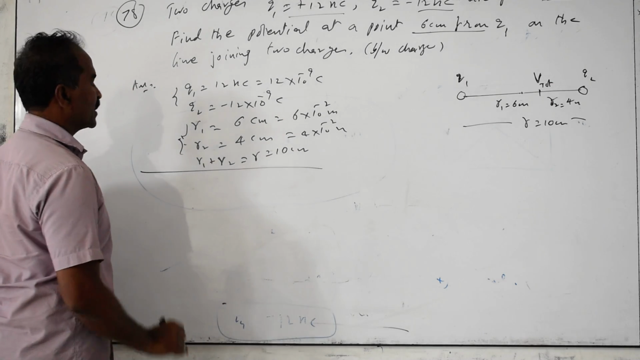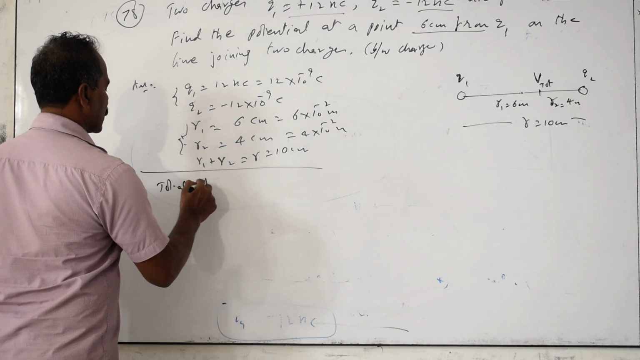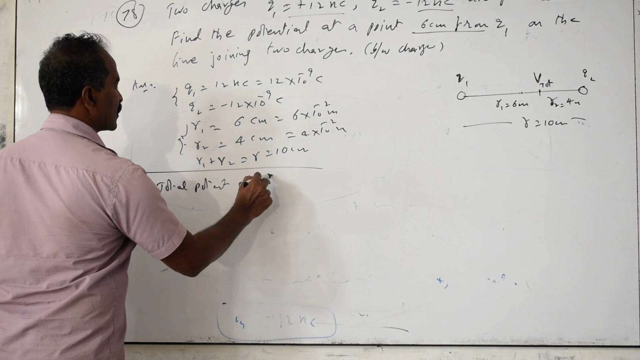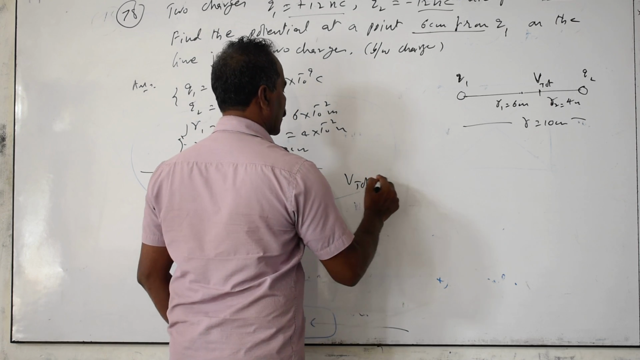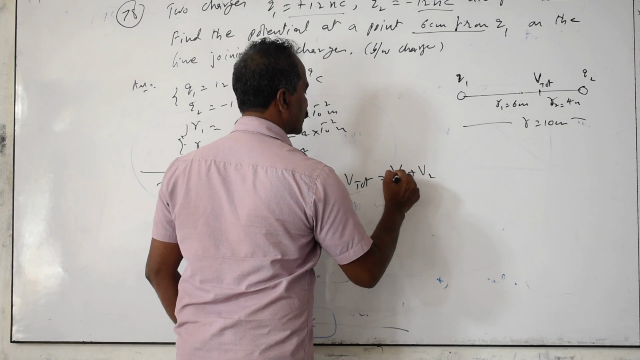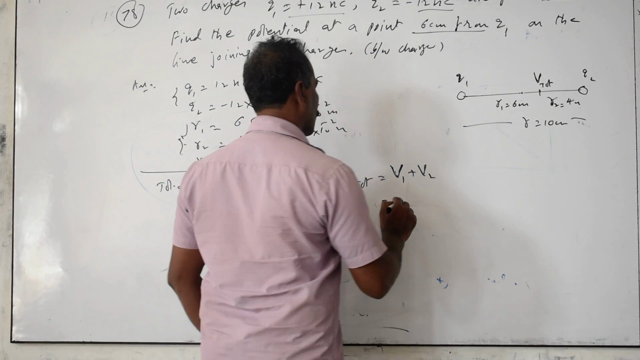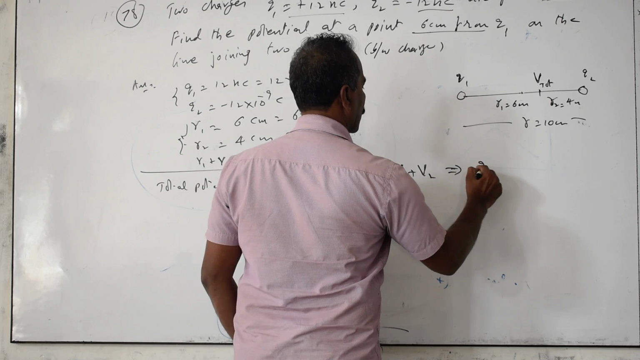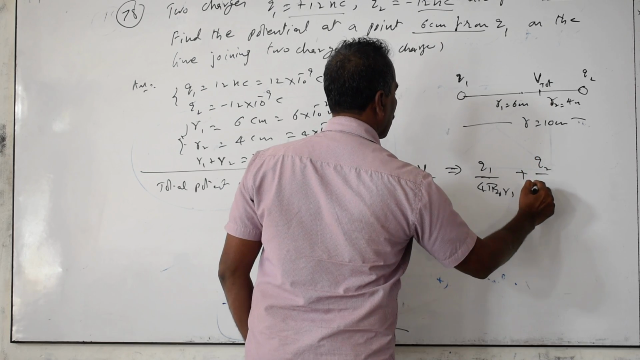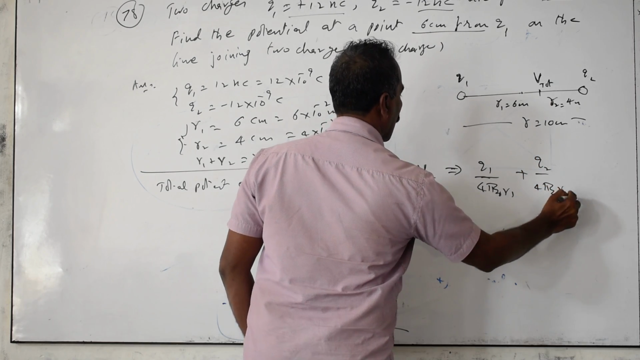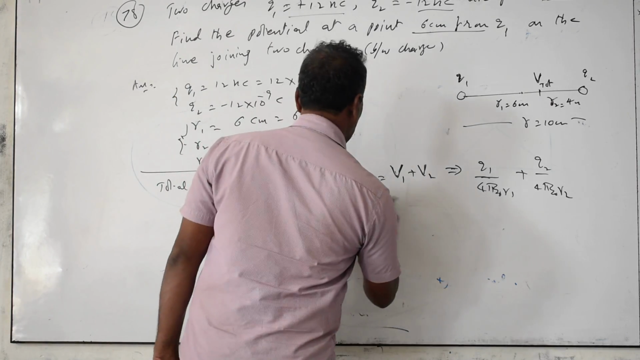Next, total potential at the center. Not center, the given points. Potential at the given point is V total equal to V1 plus V2. V is nothing but equal to Q1 by 4 pi epsilon into R1 plus Q2 by 4 pi epsilon into R2. At the midpoint potential is 0, but it is not a midpoint, so some potential will be coming. That can be positive or negative.